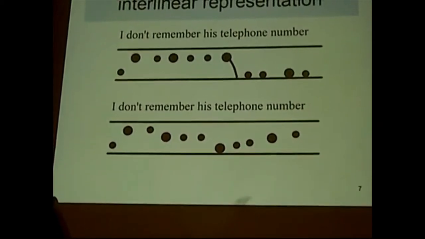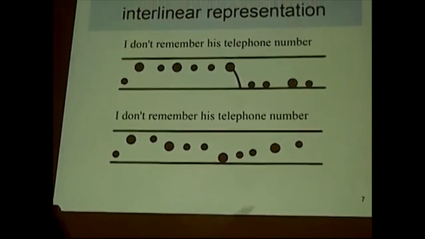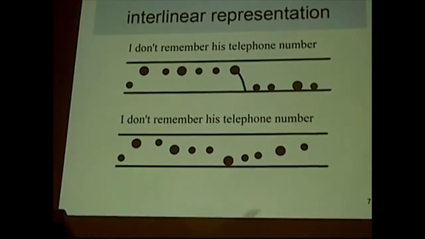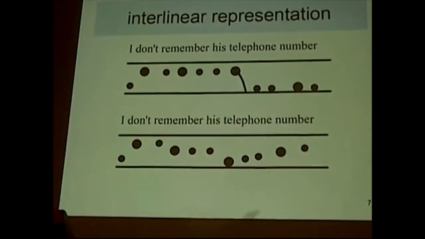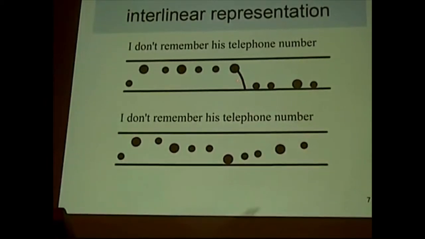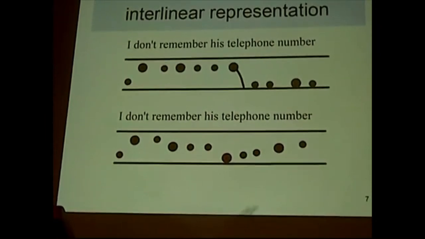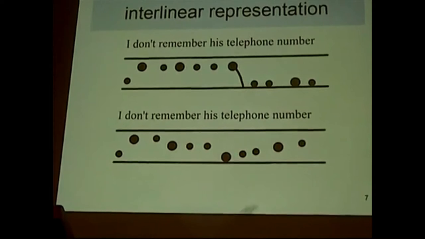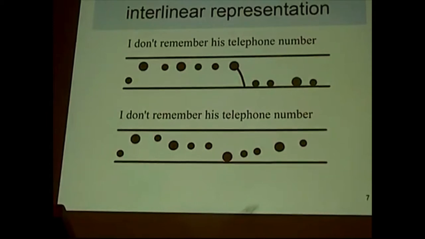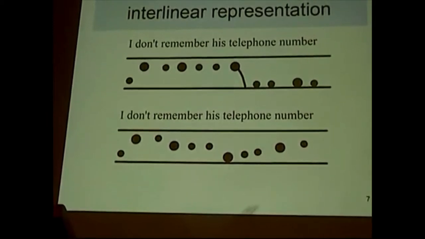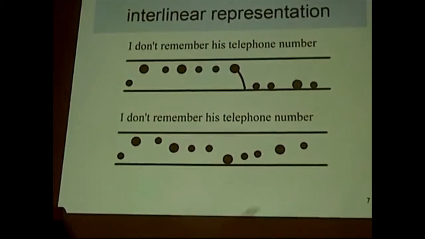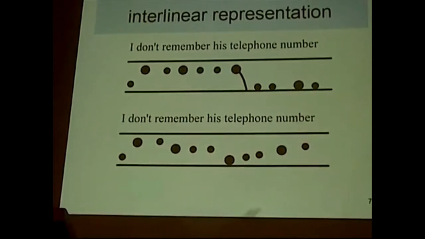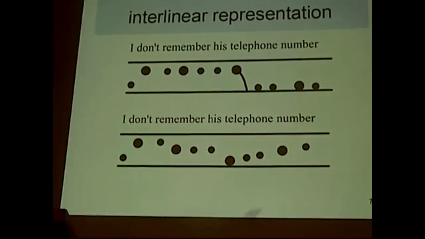So instead of going, I don't remember his, I've got to go, I don't remember his, got to step down. And then instead of doing a fall, which is what I had there, I've got this pattern. Now, you won't be surprised to hear that this is a rise. On the first syllable of telephone, I've got to get to a low pitch. So this bit up to there will be, I don't remember his tell. And then I've got to go, he phone number, boom, boom, boom, boom, like that. I don't remember his telephone number.